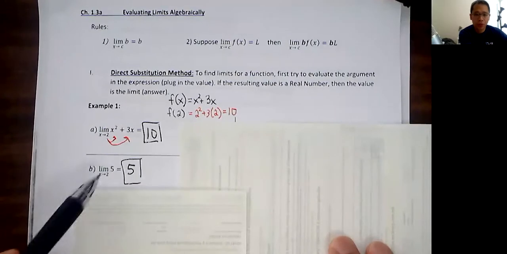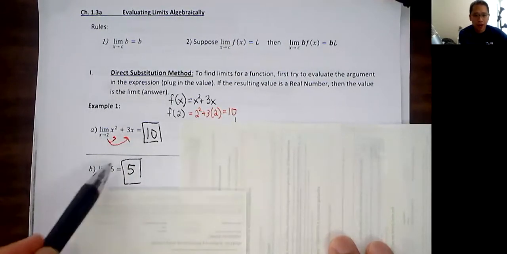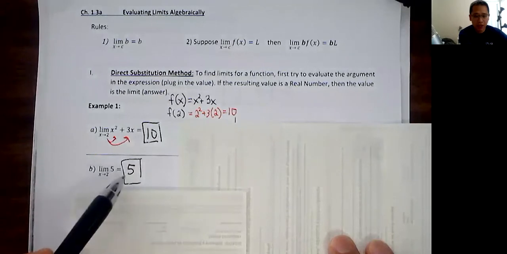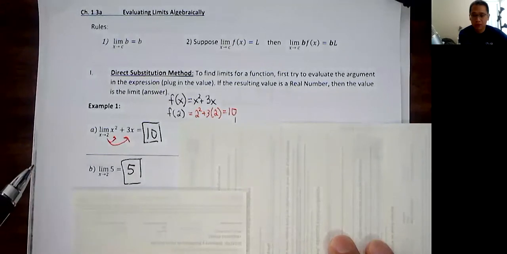Okay. For b, limit as x approaches 2 of 5. 5 is the function. There's no variable to plug in, so that 5 is going to remain 5 all the way through. Doesn't matter what the x value is, so the limit is just equal to 5.